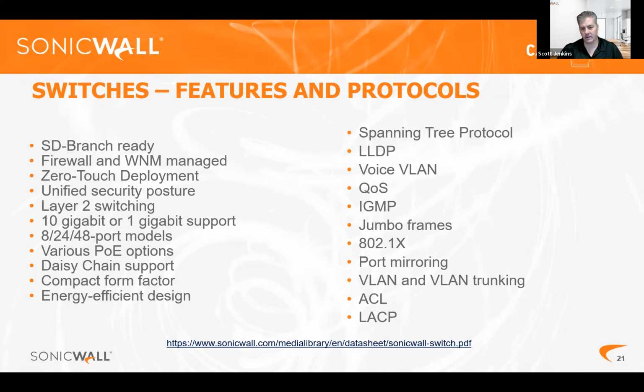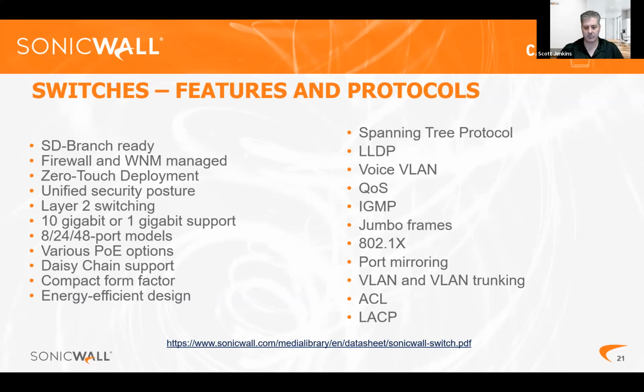And of course, 10 gig, 1 gig. We are working on a multi-gig switch, but that's yet to be mentioned. And then of course the Spanning Tree, LLDP, voice VLAN, right? Quality of service, jumbo frames. So we do support jumbo frames up to 9K, 802.1X. So if you want to run that against RADIUS, dynamic VLANing, those kind of things, that's available. Port mirroring, if you're doing any packet sniffing, those kind of things. And of course, VLANs, LACP, those kind of things.